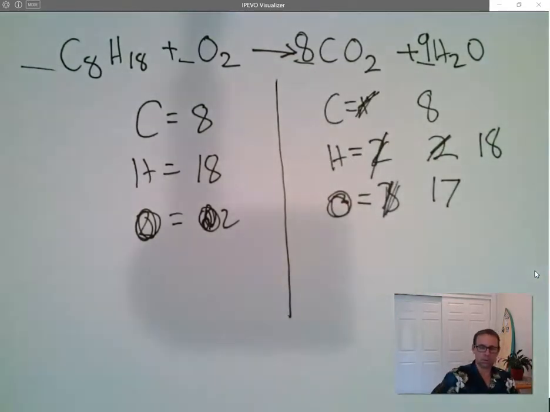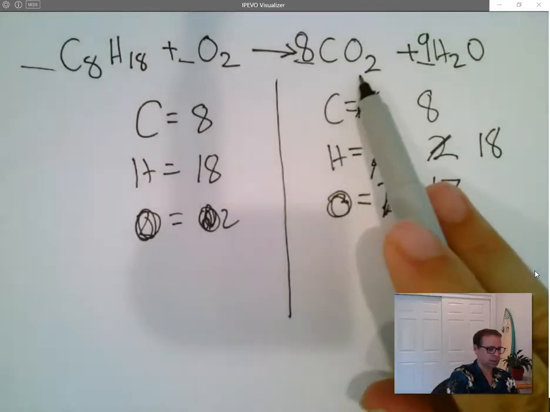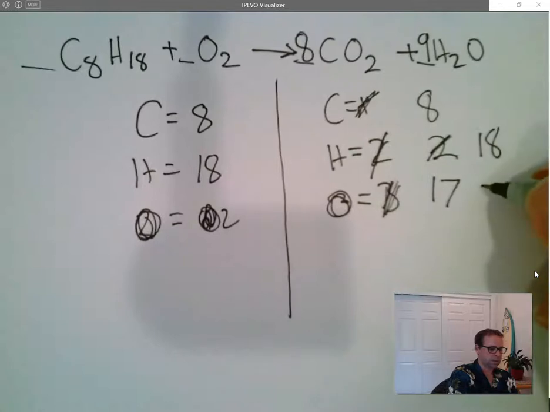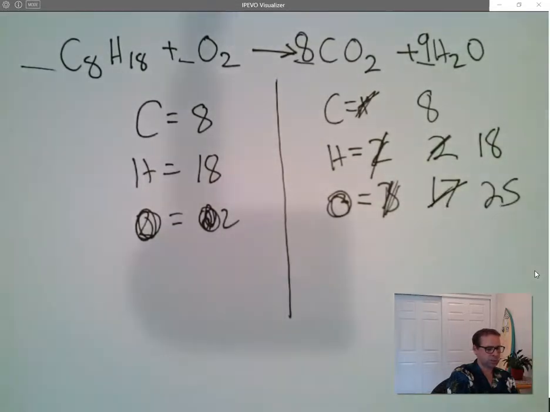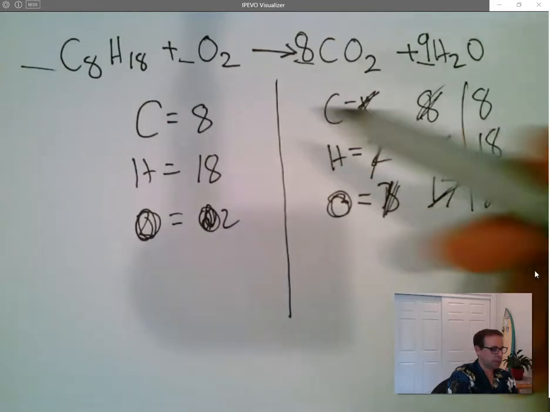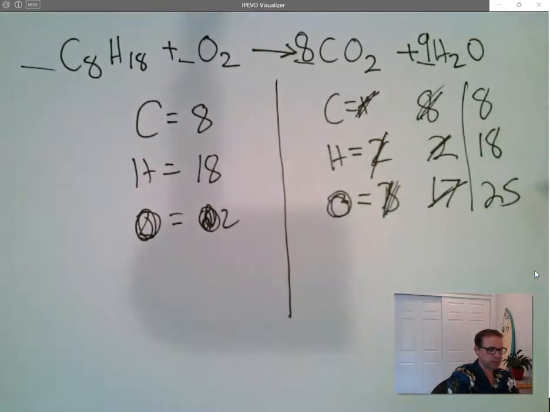So we're going to have 16 plus 9, right? Yeah. So 25. 25 oxygen. All right, great. And we still have 8 carbons, so I'll just write that down. This is our new calculation there. Okay. Oh, look, we got 8, 18, 2, 8, 18, 25. So we're getting close, right?